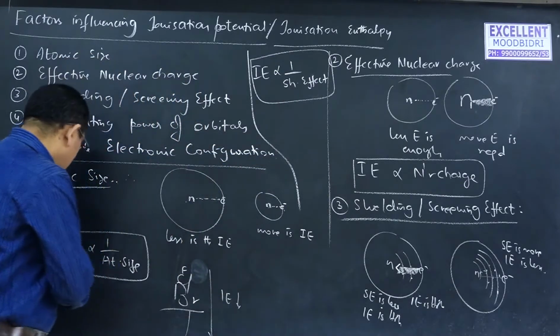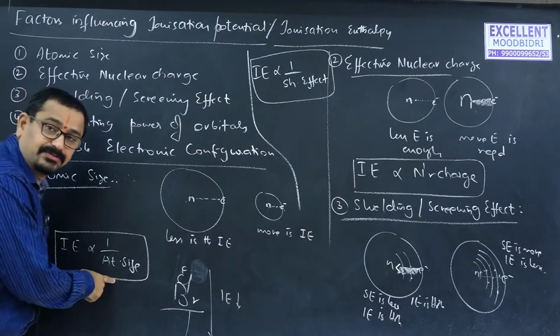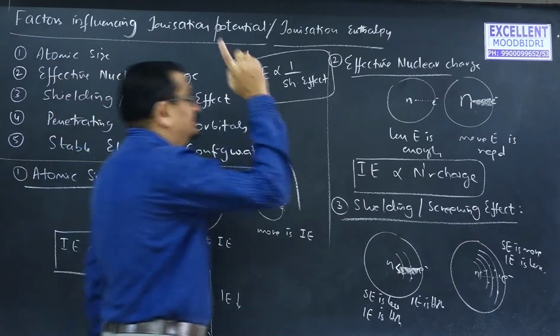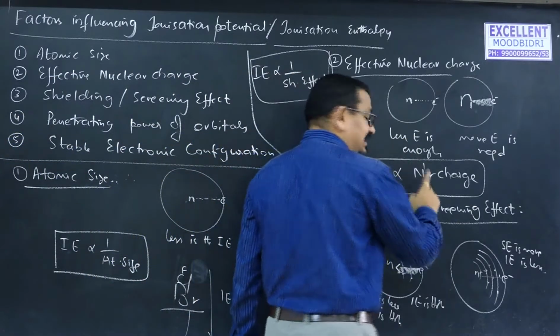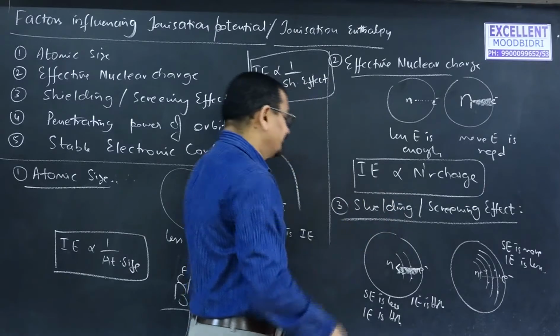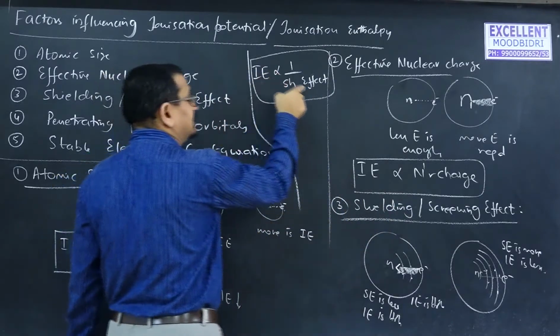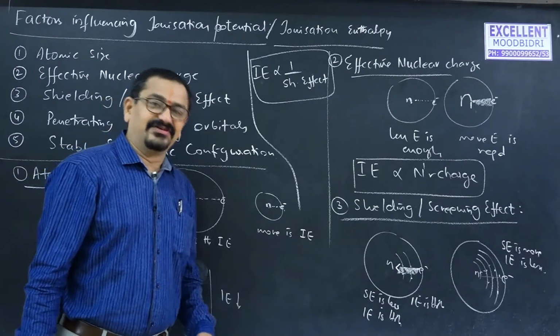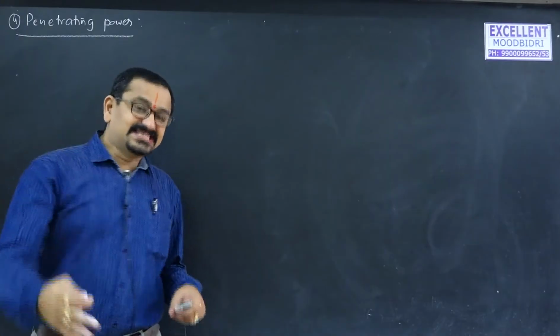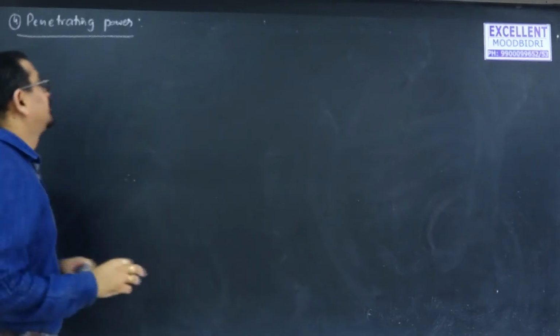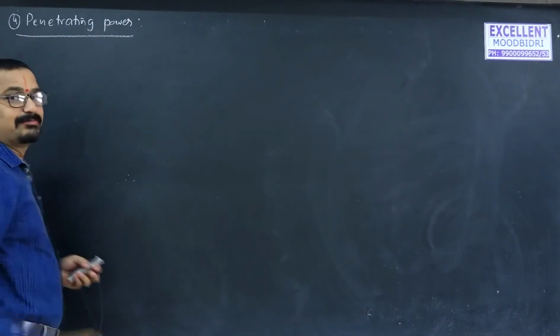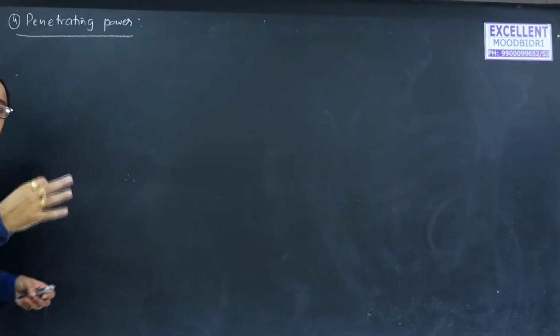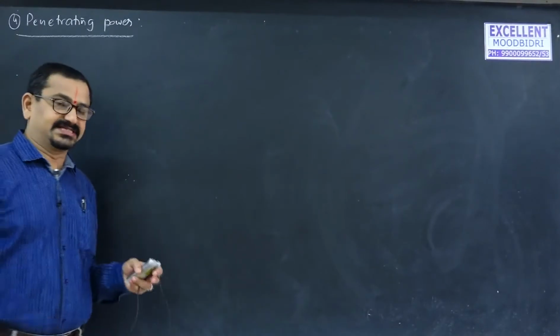First relation: ionization enthalpy is inversely proportional to atomic size. Next, ionization potential is directly proportional to nuclear charge. Third, ionization potential is inversely proportional to shielding or screening effect. And the next factor that influences the ionization potential is penetrating power, the penetrating power of an electron with respect to orbitals.